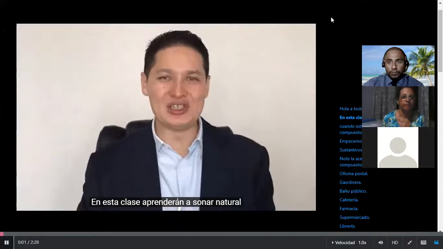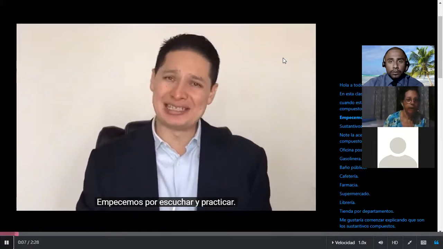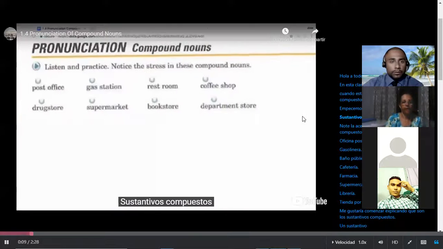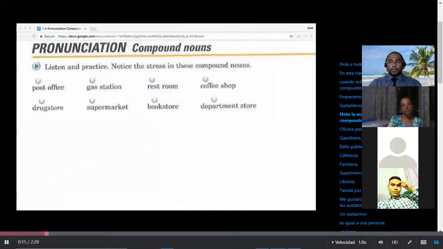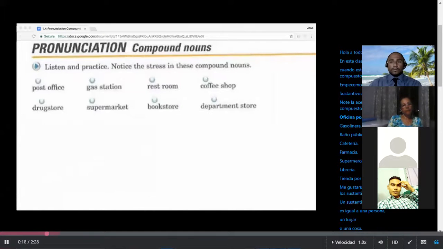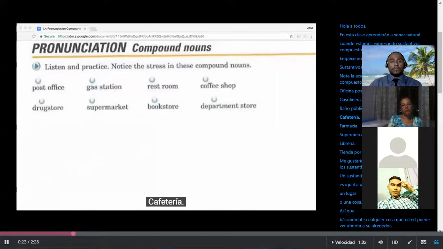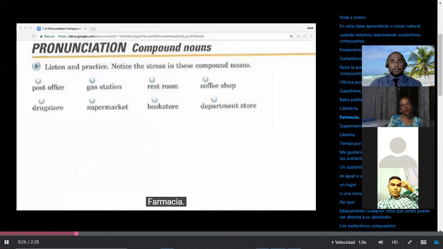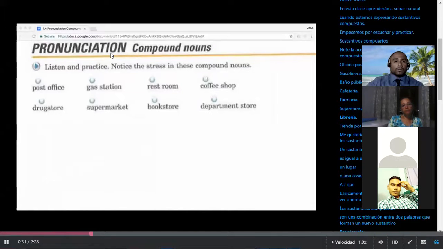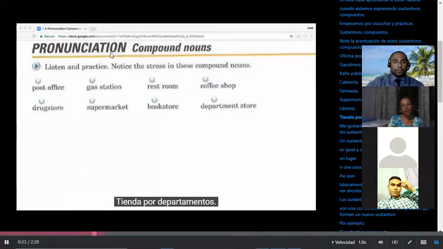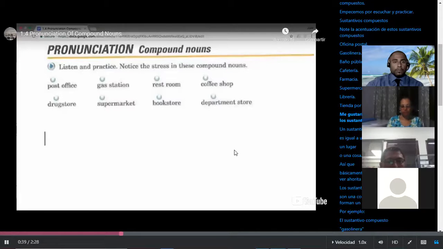Hi, everyone. In this class, you'll learn to sound natural when expressing. Let's get started. Compound nouns. Notice the stress in these compound nouns. Post office. Gas station. Restroom. Coffee shop. Drugstore. Supermarket. Bookstore. Department store. I would like to start off by explaining what compound nouns are.